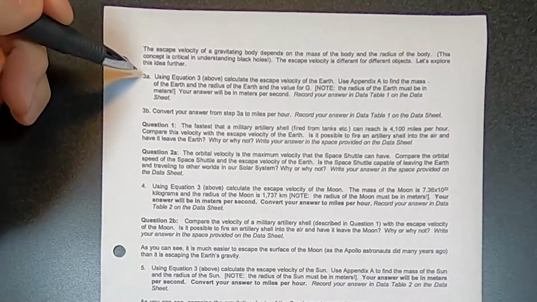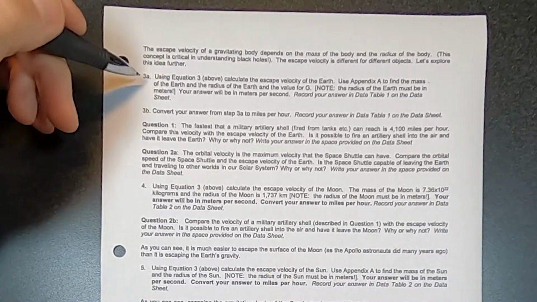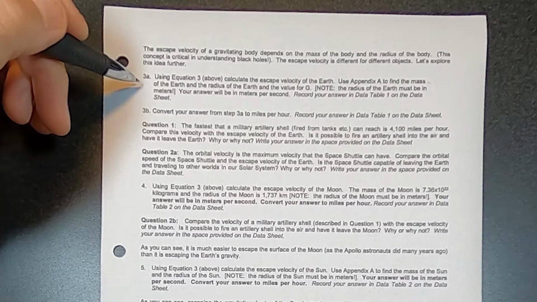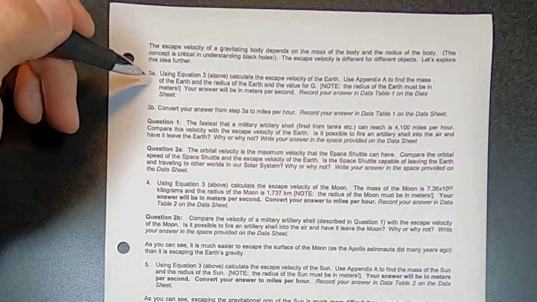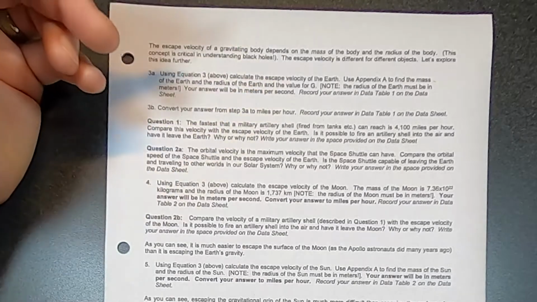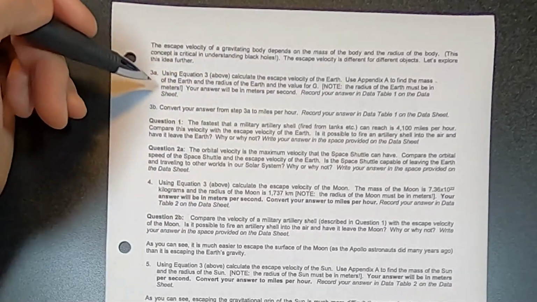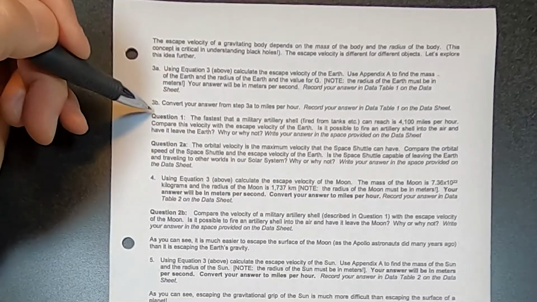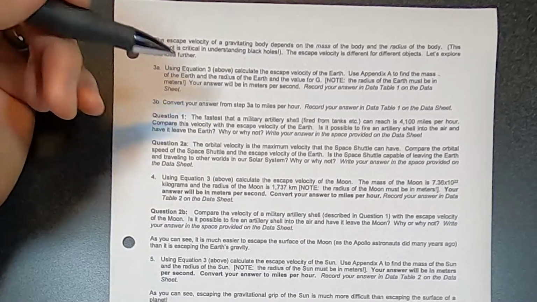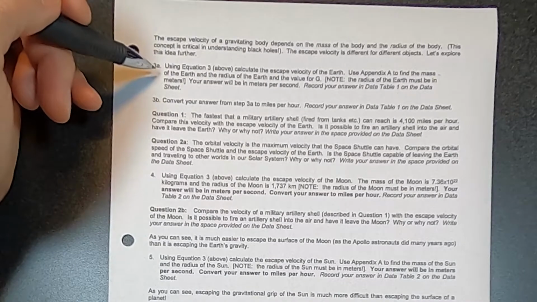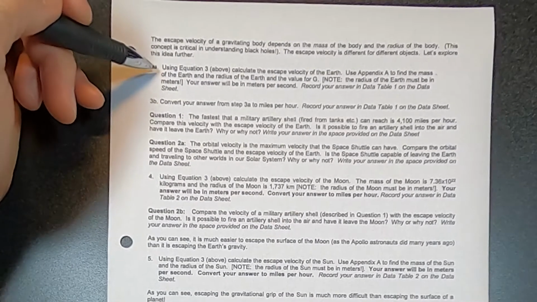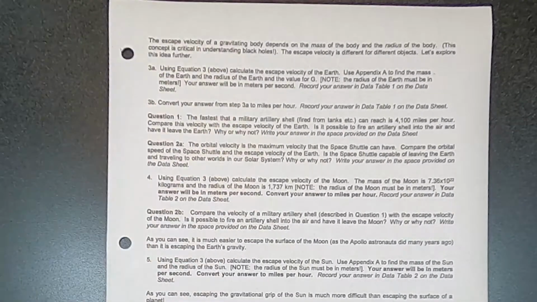So for question 3, there are 2 parts. It is very similar to what we did in step 2, I should say. So step 3a is to calculate the escape velocity for the Earth, and I'm going to show you how to do that. And then step 3b is to convert it to miles per hour, just like we did with step 2. So let me show you how to do 3a. I'm going to set it up for you. You obviously get to do the math, but let me go back to my paper here.